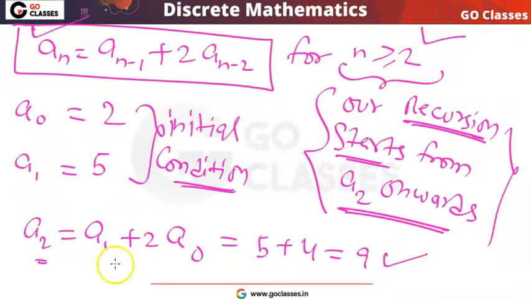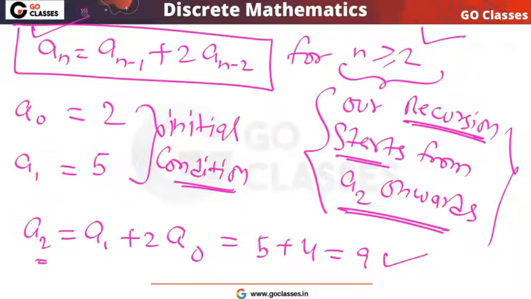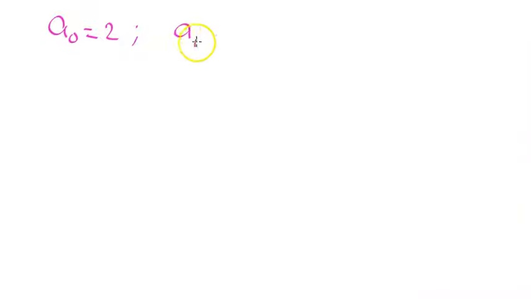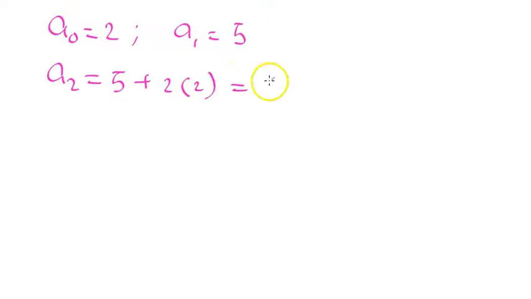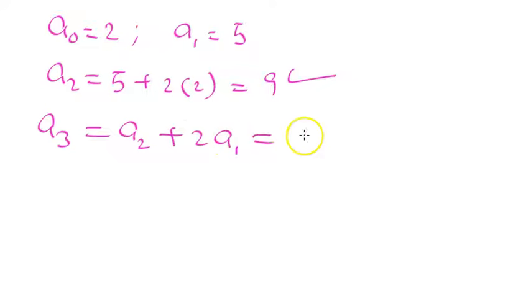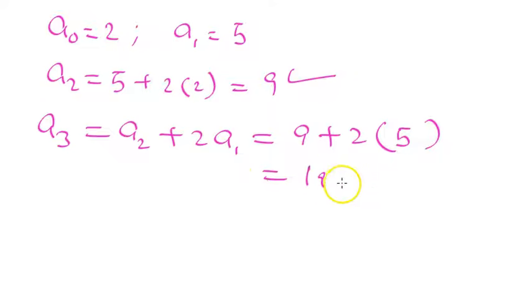This will be a2. You can notice that our a0 is already given to us, that is 2, and a1 is already given to us, that is 5. Now you can calculate a2, and that will be 5 plus twice of 2, that is 9. Similarly, we can calculate a3 also. What will be a3? A3 will be a2 plus twice of a1, that is 5, so it will be basically 19.